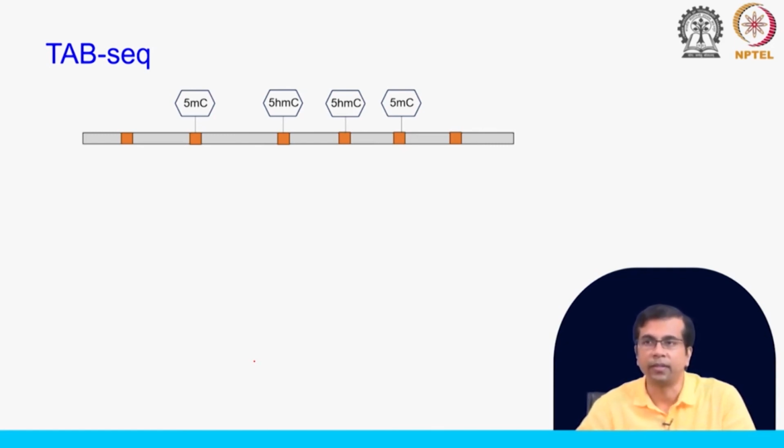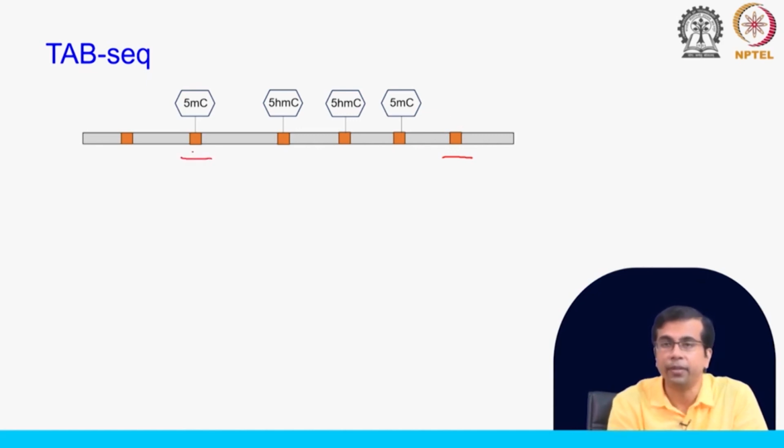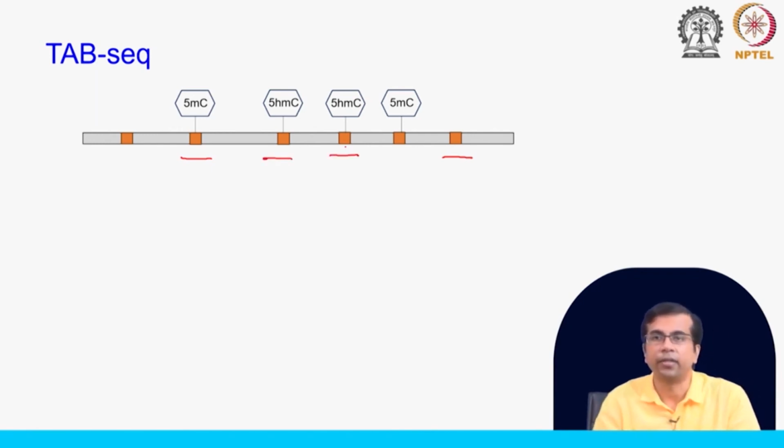Again imagine this cartoon where you have different sites, different Cs highlighted in orange, and they can be unmethylated, methylated, or hydroxymethylated. I have denoted them by no methylation, where you can see there is no mark on them, then 5-MC, which is methylation, and then 5-HMC, which are hydroxymethylated. What we want to do is distinguish between this HMC and MC. And of course, the unmethylated Cs are also there.